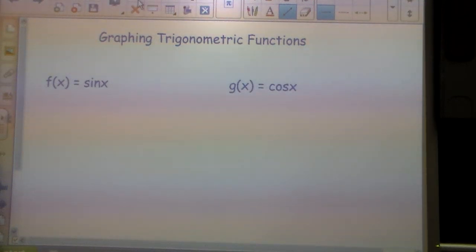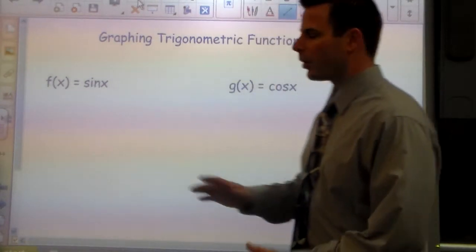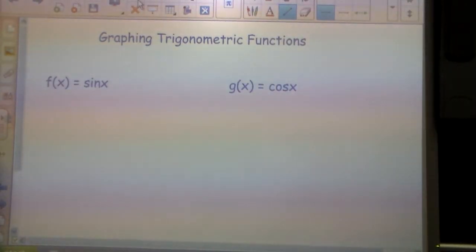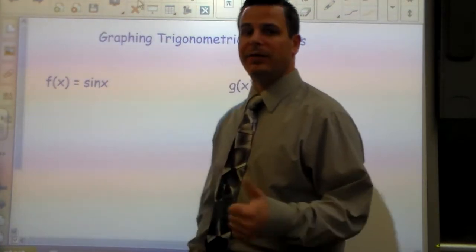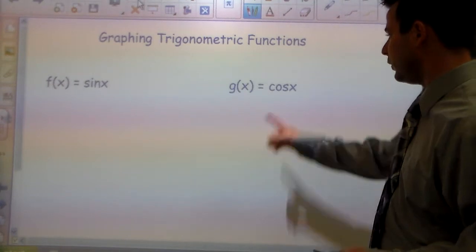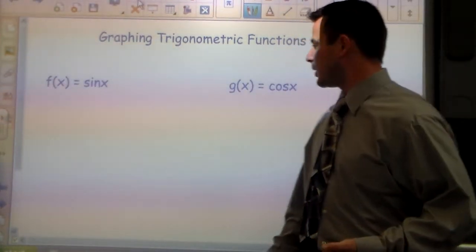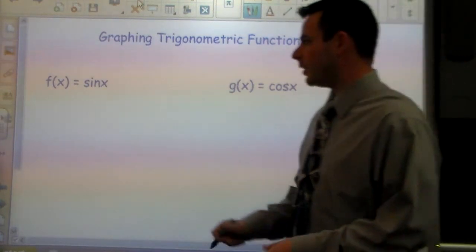So we're going to start a unit on graphing trig functions. Let's start with the two basic trig functions, sine and cosine. In order to graph these functions, I'm going to figure out a couple of ordered pairs for these graphs, and I'm going to start with the quadrantal angles. So that means I'm going to evaluate sine at 0, 90, 180, 270, and 360. Then I'm going to do the same for cosine. I'm going to evaluate cosine at 0, 90, 180, 270, and 360.